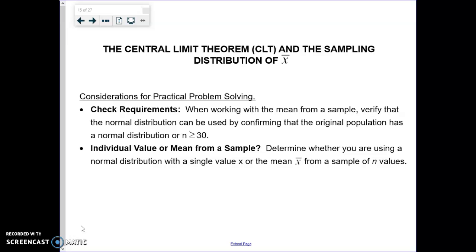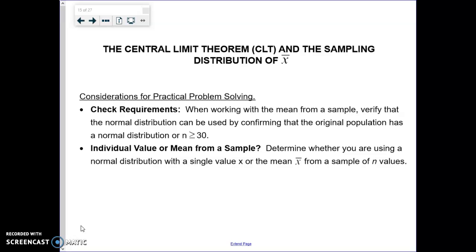If our original population is not normal, in other words, not bell-shaped, if it's bimodal, skewed, just some crazy shape that's not unimodal and symmetric, then we have to make sure our sample size is greater than or equal to 30. If it's not, then we can't do the problem. If we have a skewed distribution for our population and our sample size is only 5, we can't do this. So again, make sure the original population is normal or your sample size is greater than or equal to 30 to proceed.